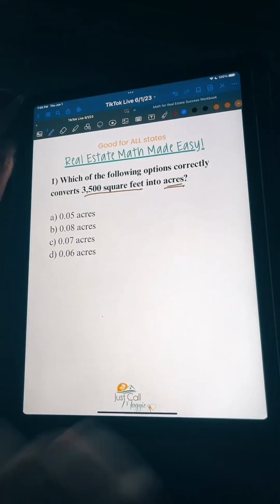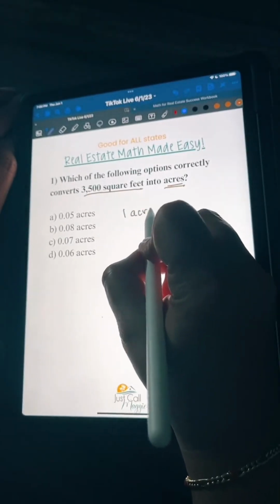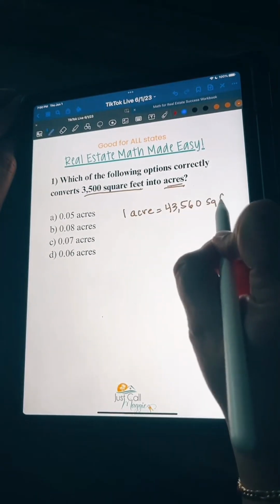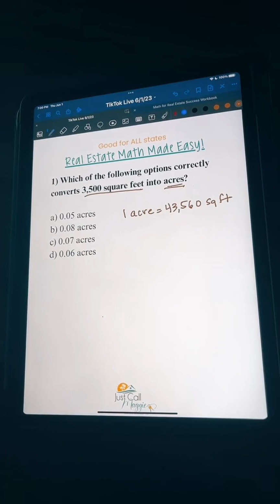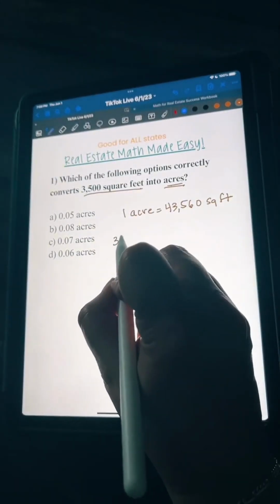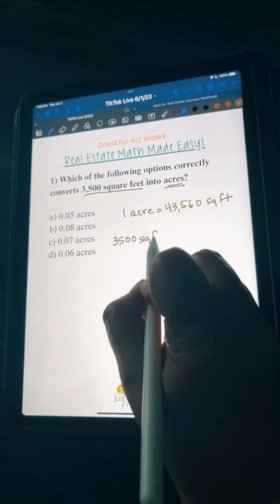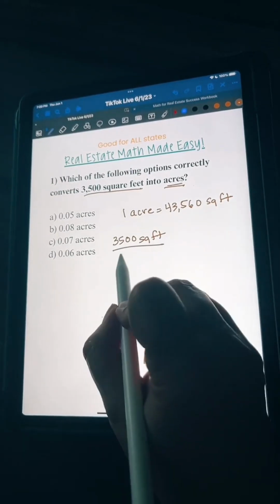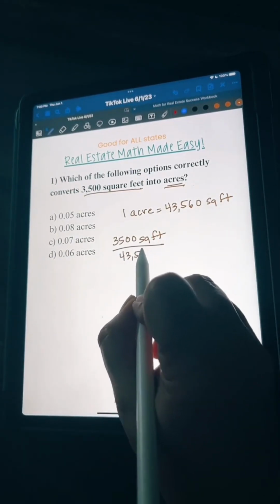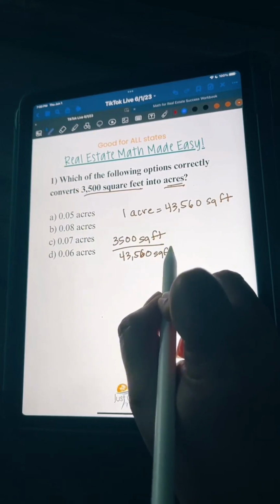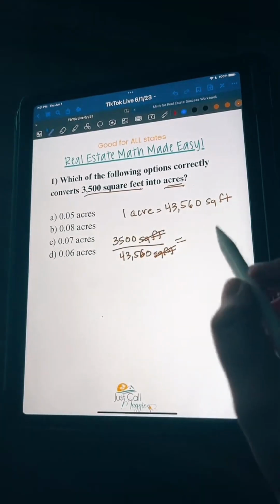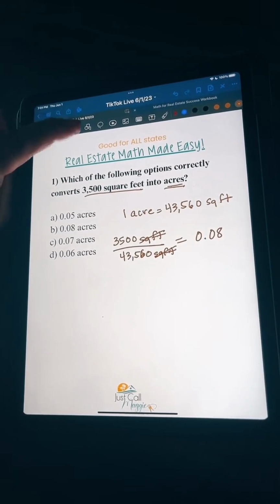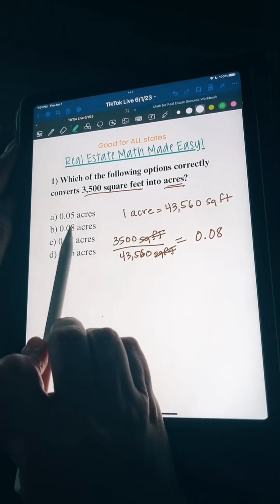into acres. We know that 1 acre equals 43,560 square feet. Okay, so if we have 3,500 square feet, I know that I could just divide by 43,560 square feet to get my total in acres. So that's going to equal 0.08. So in this question, the answer is B.